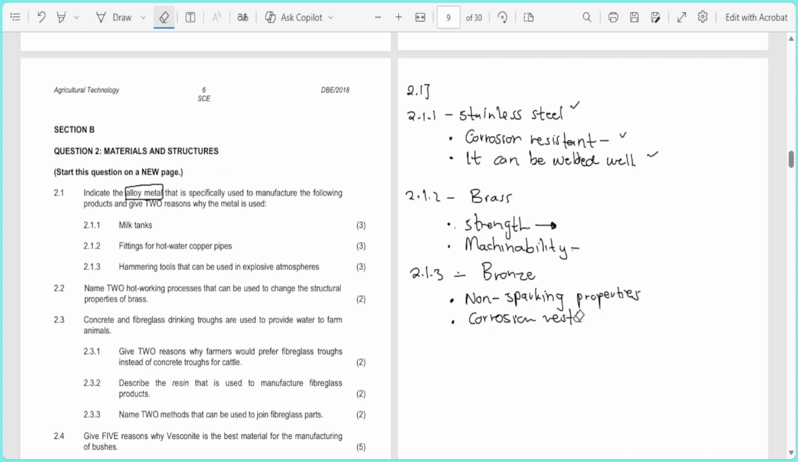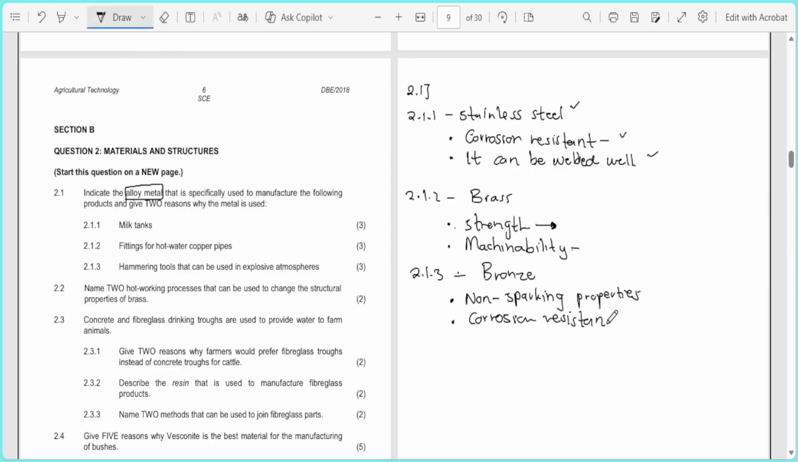Corrosion resistant. I think this is a somewhat common reason that you can provide, especially involving questions that speak about alloys and stuff. Now, bronze has durability under heavy use while resisting rust in humid and corrosive farm environments. That is why we are saying it is corrosion resistant.